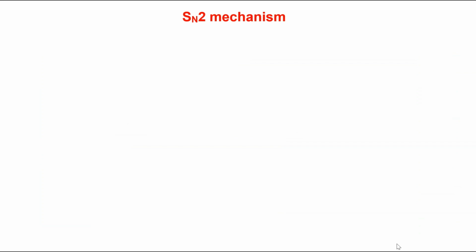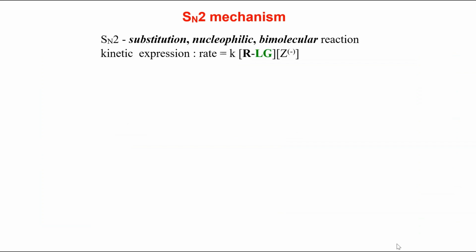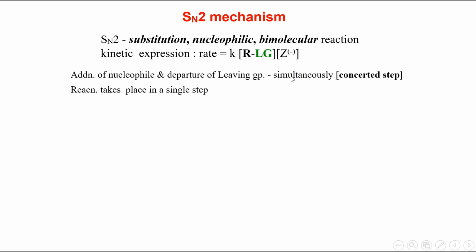SN2 stands for substitution nucleophilic bimolecular reaction. The rate of the reaction is dependent upon the concentration of both the substrate, that is R-LG, and the attacking nucleophile Z minus. In this substitution nucleophilic bimolecular mechanism, the attack of the nucleophile onto the substrate and the leaving of the leaving group occur simultaneously in a single concerted step.